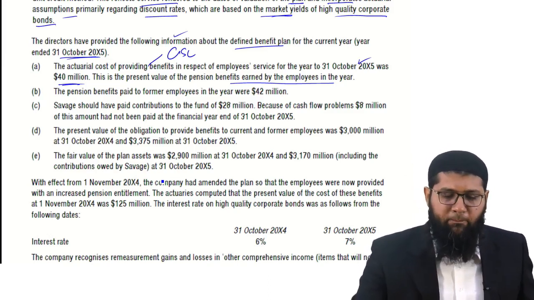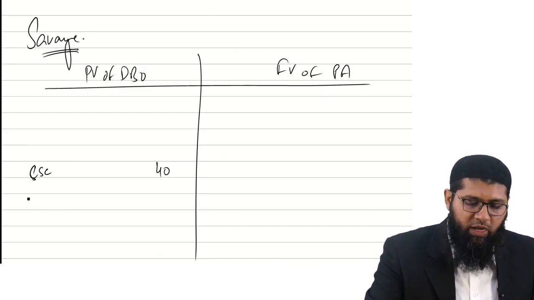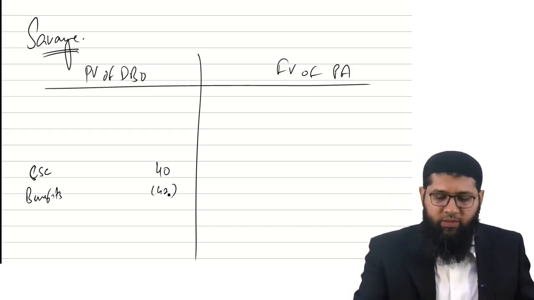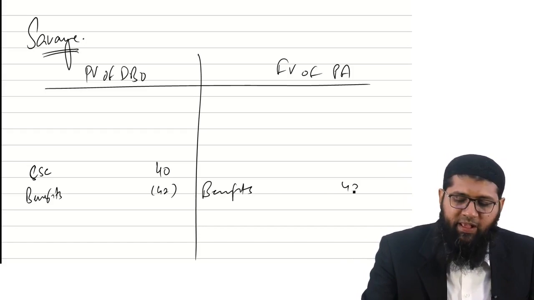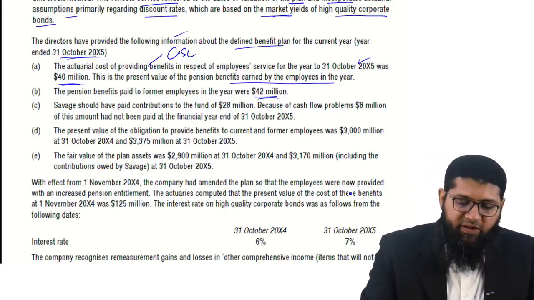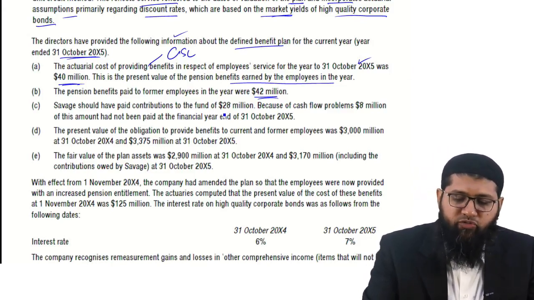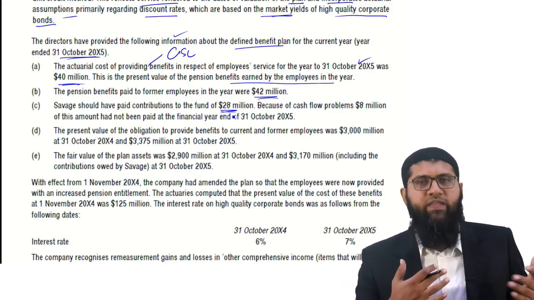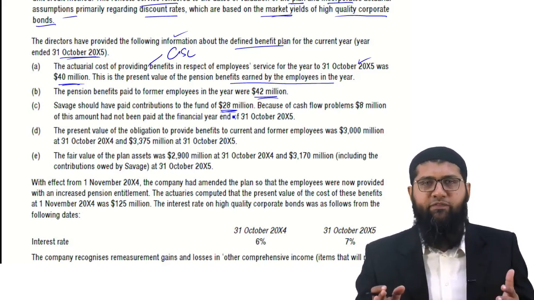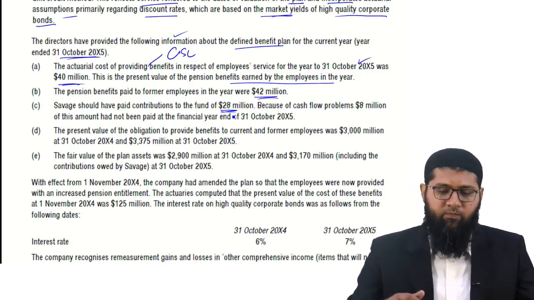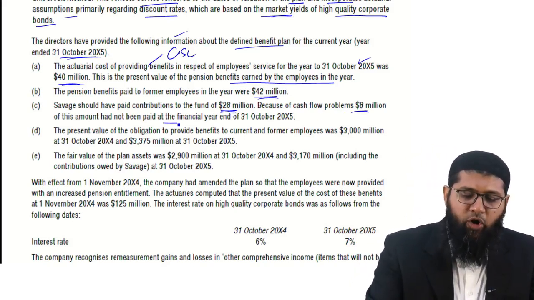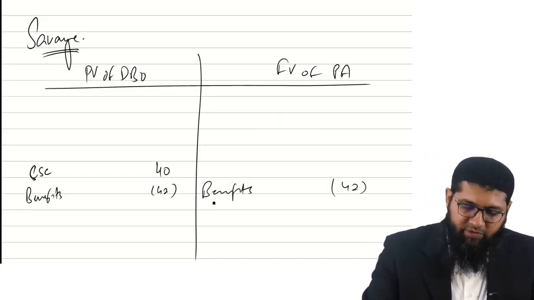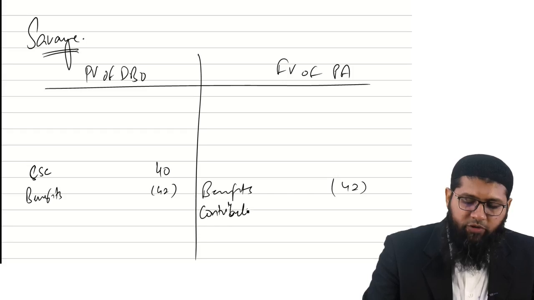The pension benefits paid to the employees in the year were 42 million. So the benefits which have been paid are 42 million. They would reduce the plan obligation and they would also reduce the plan assets. Then it says Savage should have paid contributions to the fund of 28 million. Now, the important thing is what did they pay? You don't consider what they should have paid because it's a defined benefit plan, not a defined contribution plan. So you always consider what they have paid. Because of cash flow problems, 8 million of this amount had not been paid as at the end of the year. So the contributions are 28 minus 8 gives you 20.